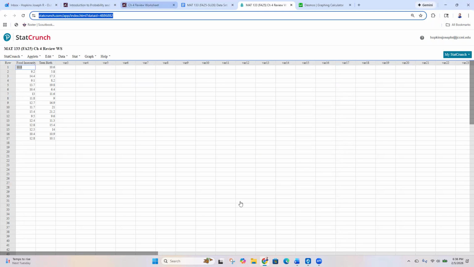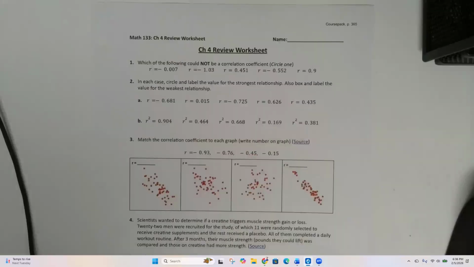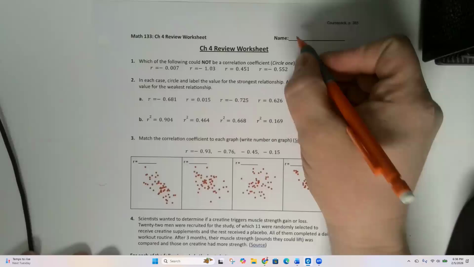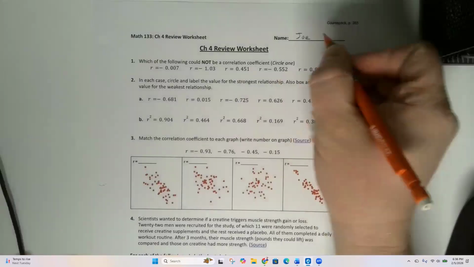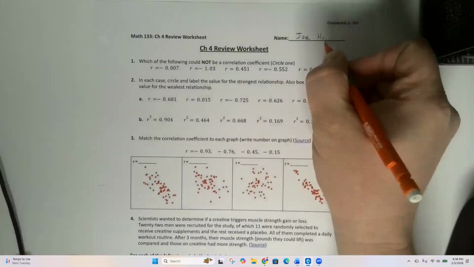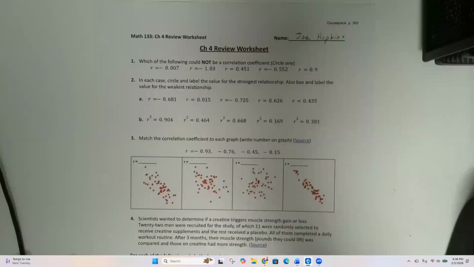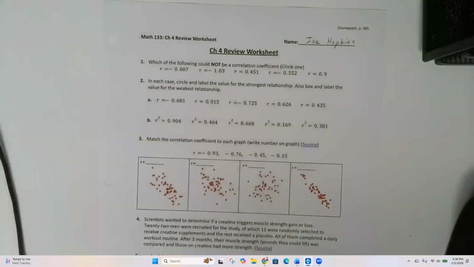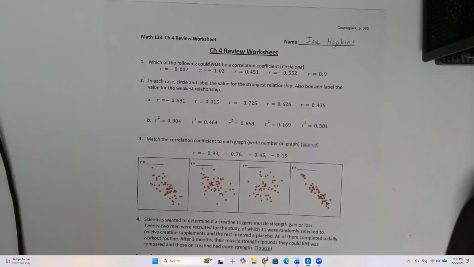Let's jump over to page 365. Just like all of our worksheets, I'm going to go through and give you some hints on how to do some of the problems, the ones that I think are a little more challenging. Then we'll stop the recording and finish filling out the rest of the worksheet.